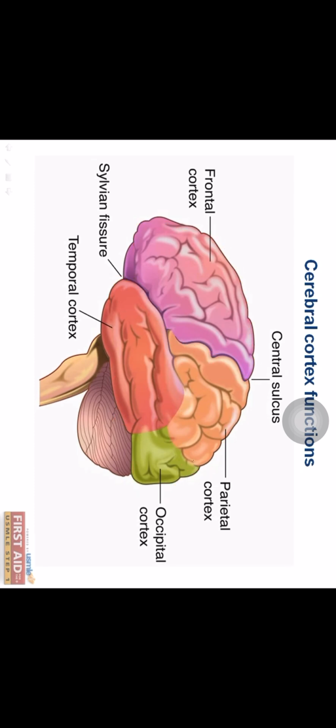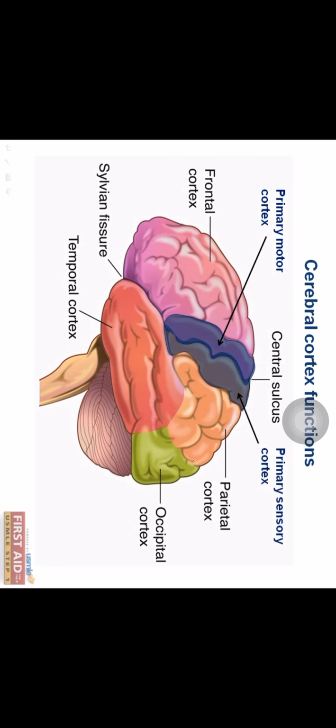And generally speaking, these all have different functions. For example, in the frontal lobe, you'll find the precentral gyrus, which is where the primary motor cortex is, while in the parietal lobe, you have the postcentral gyrus, which is where the primary sensory cortex is. The temporal lobe is important for hearing, among other things that we'll talk about, and then the occipital cortex is known for its role in vision.